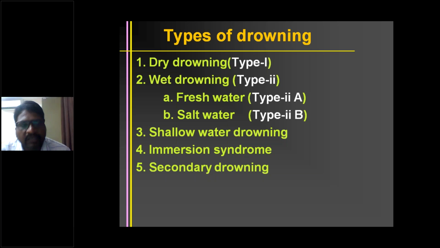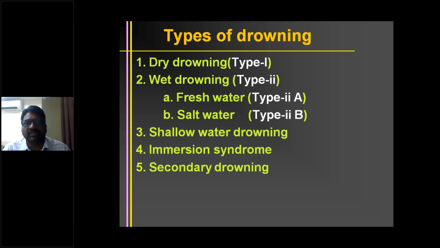In wet drowning, there are two types: freshwater drowning, where the person drowned in fresh water, and salt water drowning, that's type 2b. Then shallow water drowning, where the mouth and nostrils being covered is enough to cause drowning, and immersion syndrome and secondary drowning. Immersion syndrome, otherwise called hydrocution: whenever a person jumps into the water, the epigastric area touched by the cold water may lead to vagal inhibition. That is immersion syndrome.